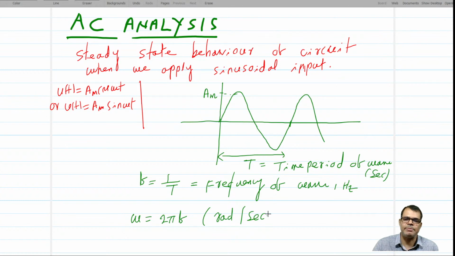Okay, same way this is Am sin omega t. Same way you can find it for cos omega t. Cos omega t starts from the maximum value at 0, and then goes on like the same. And you know that sine and cos differ only by a phase shift of 90°.